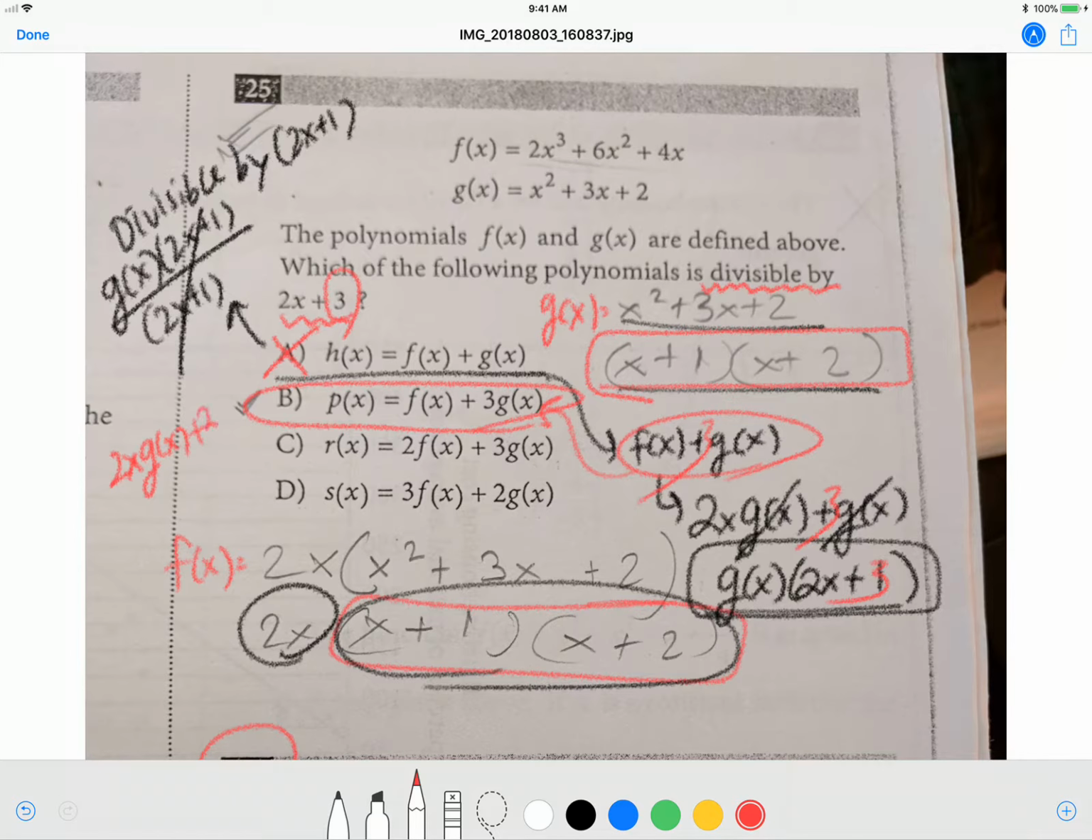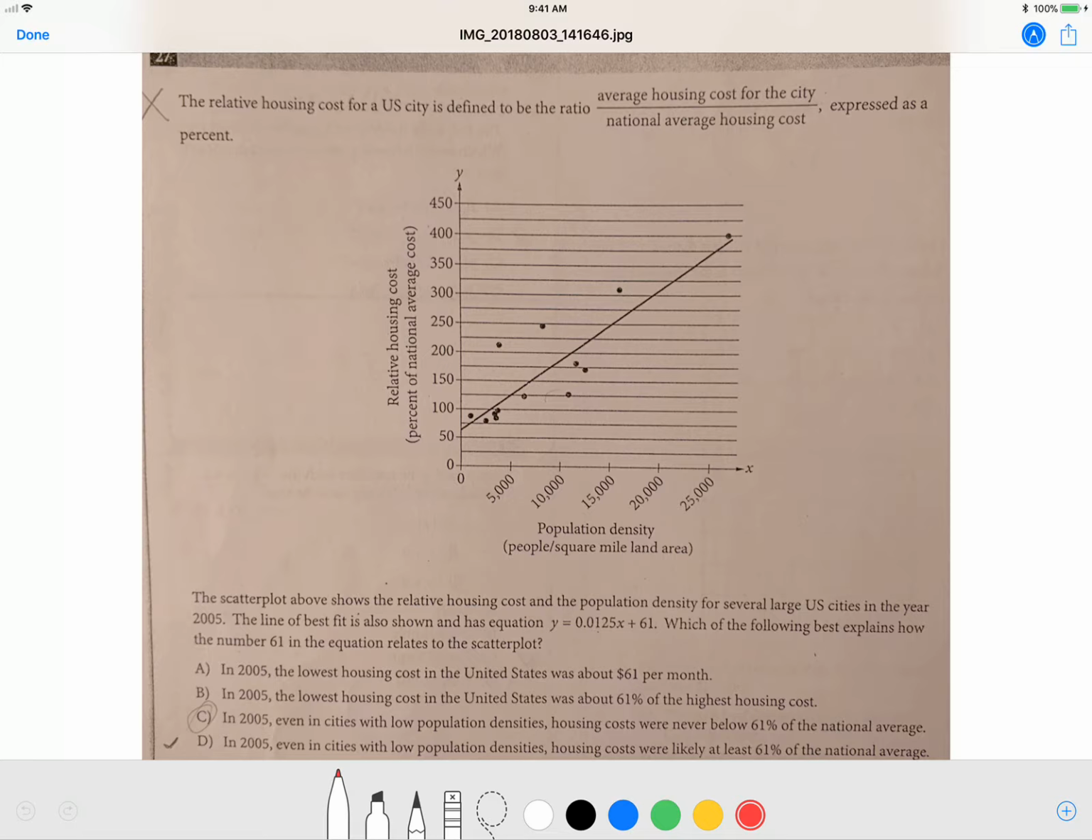Okay, let's take a look at this. Now, I'm pretty sure for this one, what a lot of kids were able to do was eliminate A and B. So the reason is, we are looking for what does number 61 represent in this equation, right? Every single time I give you something like this, it is a linear interpretation question. They're asking you what this or this might represent.